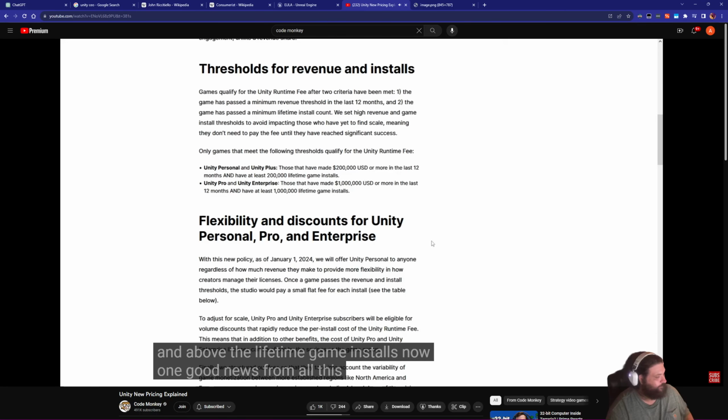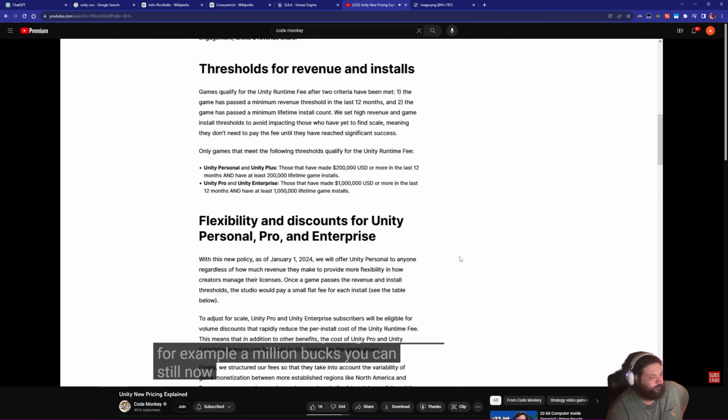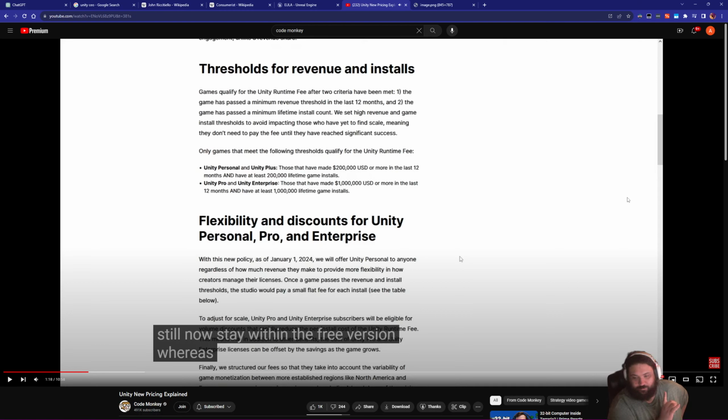Now, one good news from all this is that there is no longer a limit on revenue or funding for using the free version. So Unity Personal will now be available for anyone regardless of how much revenue they make. This is a really good thing because it means that if your game makes, for example, $1 million, you can still now stay within the free version. Again, big asterisk on that. You can stay in the free version, but you still have to pay per install when you hit these thresholds, right? Okay, he doesn't really specify that here.